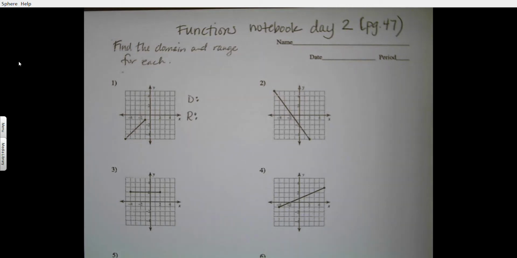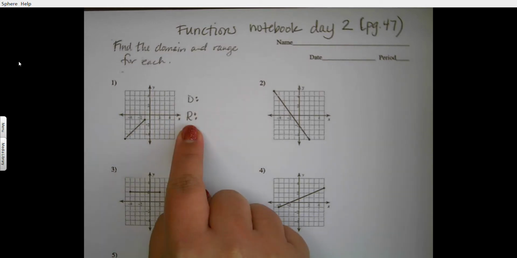Okay, so this is Functions Notebook Day 2. If you're keeping up, on page 47. Okay, if you're not, then no problem. Print it out. You're still responsible for the information. Okay, this is domain and range. So D, domain, R, range.